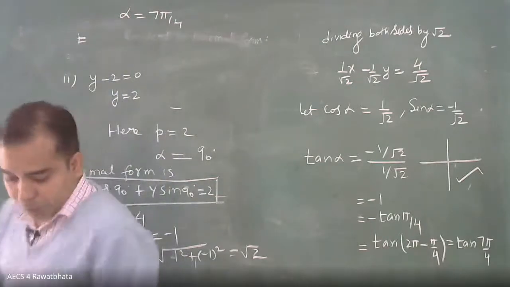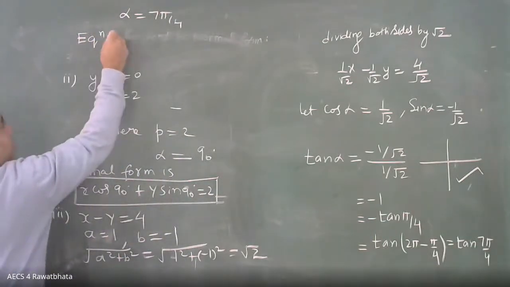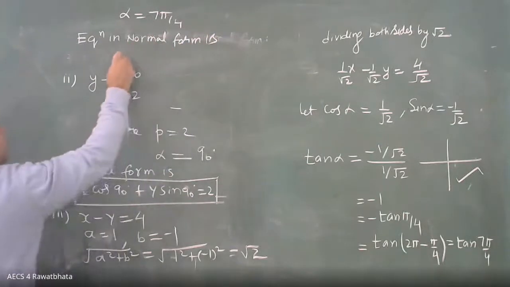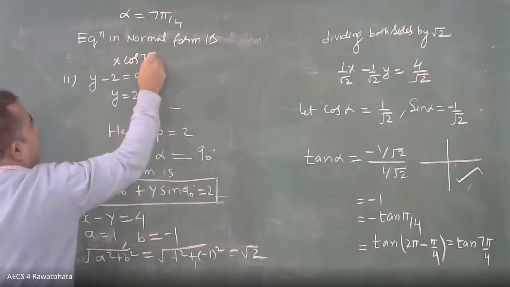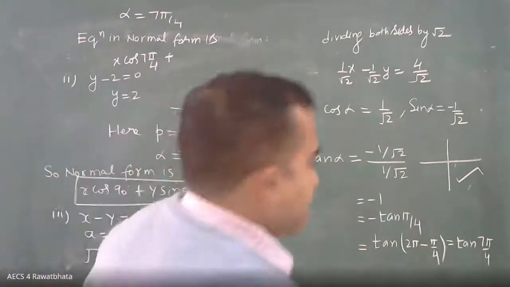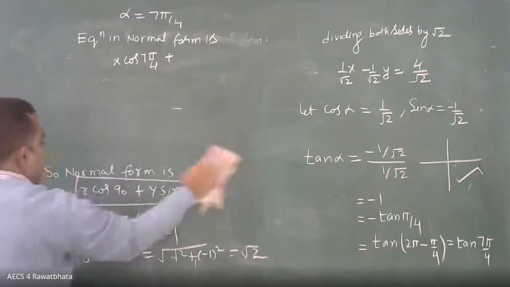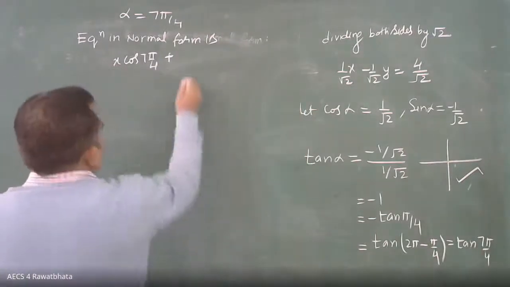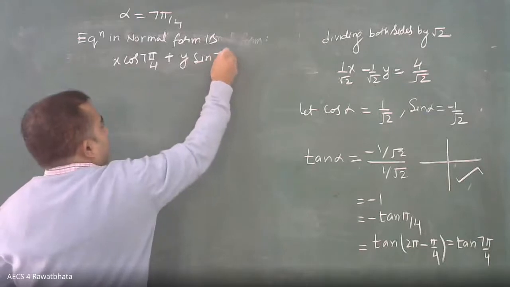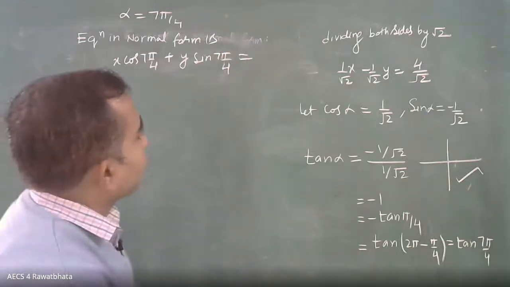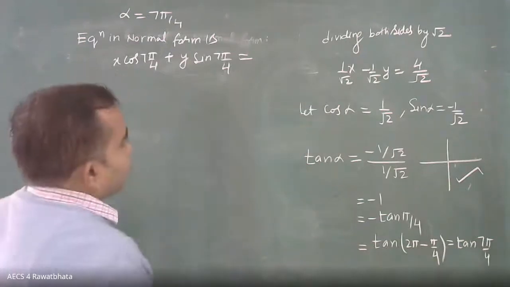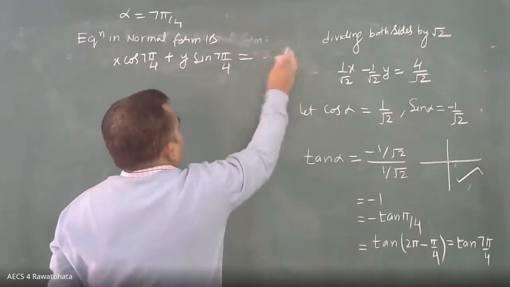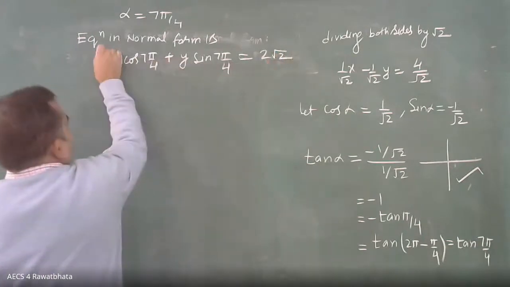So the equation in normal form is x cos 7π/4 plus y sin 7π/4 is equal to 4 upon root 2. 4 upon root 2 means 2 into 2 upon root 2, which is 2 root 2. This should be the final answer.